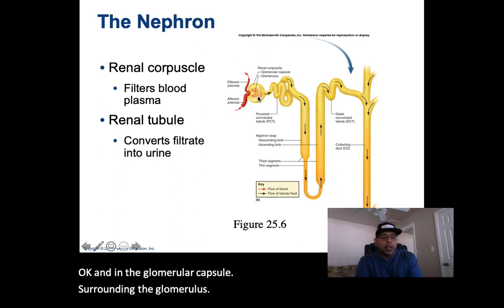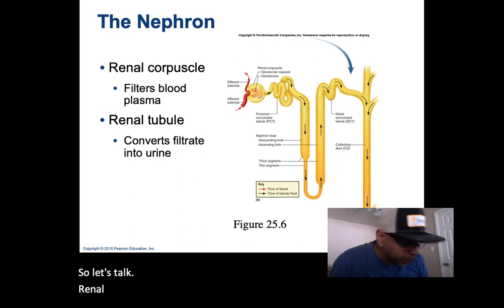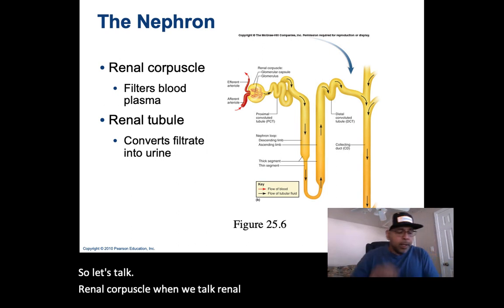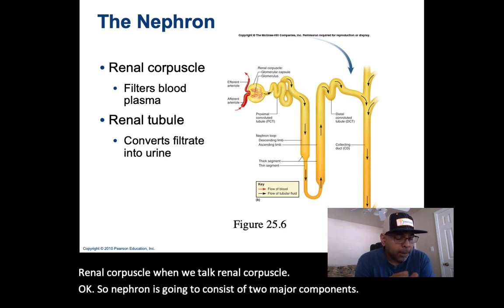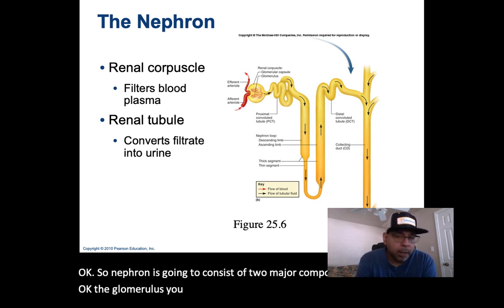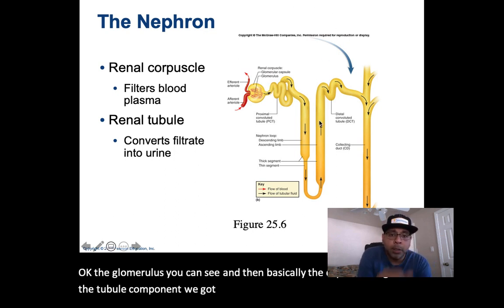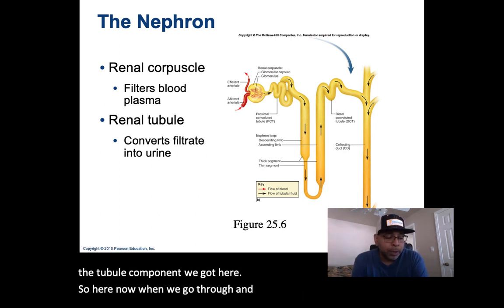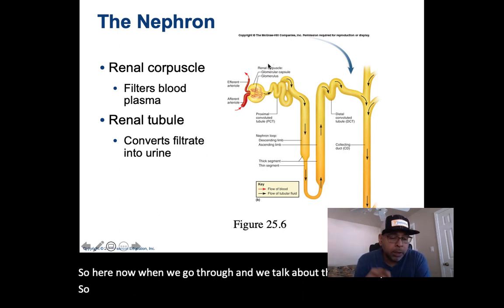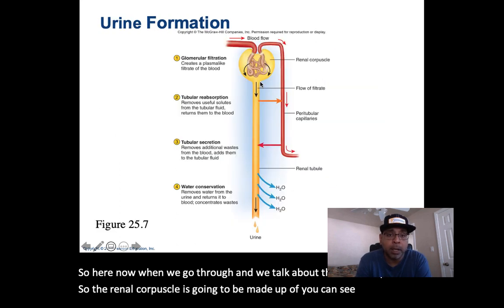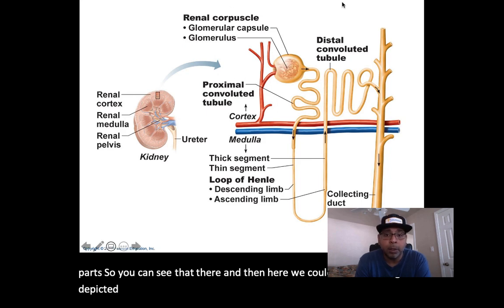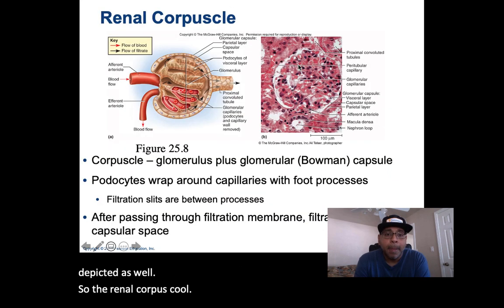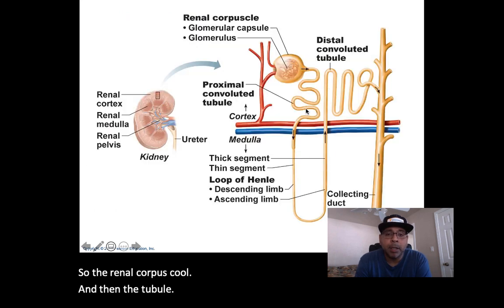So let's talk renal corpuscle. A nephron is going to consist of two major components. That glomerulus you can see, and then basically the capsule along with the tubule component we've got here. So when we talk about the renal corpuscle, the renal corpuscle is going to be made up of these two parts. You can see that there, and then here we could see that being depicted as well. So the renal corpuscle, and then the tubule, major components of the nephron.